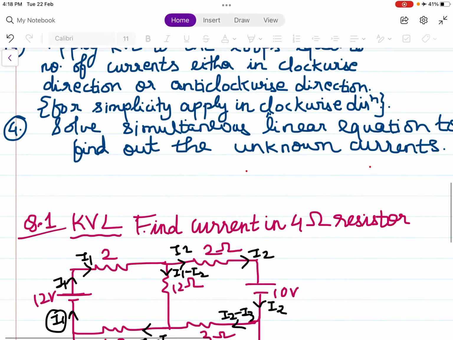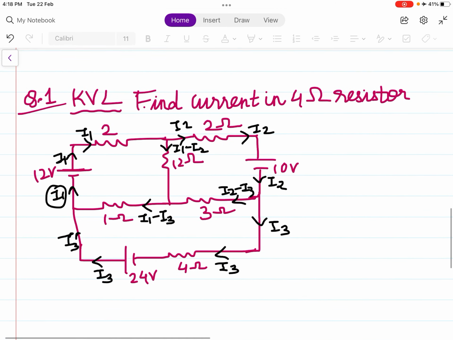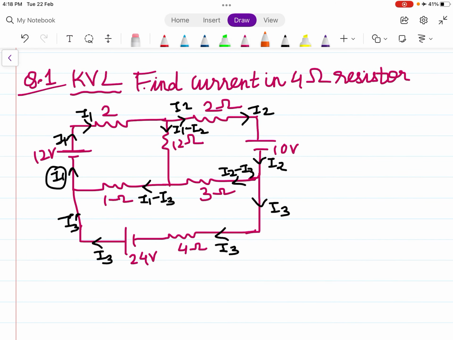Next step is mark plus and minus as per sign convention in the resistors, and plus and minus as per polarity in the voltage source. So current is entering over here. This is positive, negative, positive, negative, and so on for all the resistors. Then as per polarity in the voltage source, this is positive terminal, this is negative terminal, this is positive, this is negative, this is negative, this is positive. Now apply the KVL.